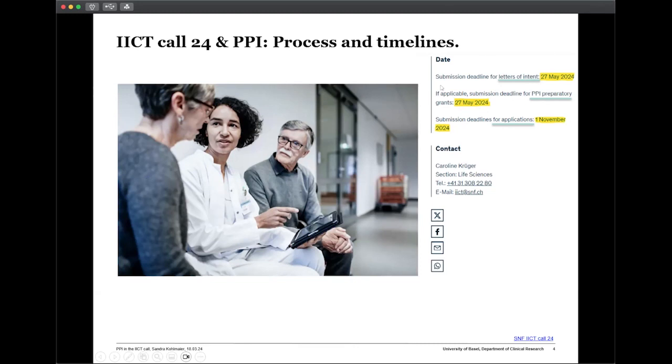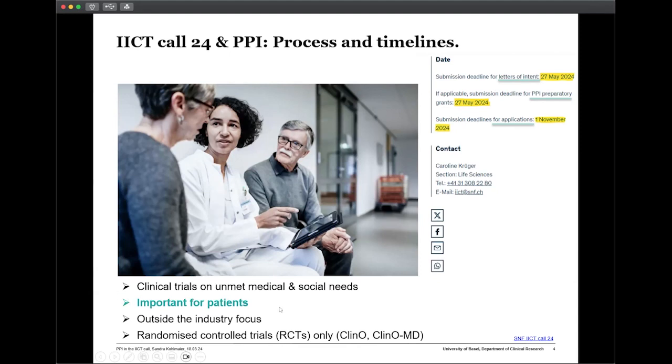What is important is that you can only make all these submissions if your project actually fits the call. And what are the criteria for fitting the call? First of all, your trial has to address an unmet medical or social need, and the patients have to be at the center. It has to be very important for the patients, and it has to be outside the industry focus. And since the call is called the IICT call, it has to be a randomized controlled clinical trial only. These are the trials that fall under the Human Research Act, ClinO, or ClinO-MD for medical devices. And important, if you are not sure whether it fits or not, please go to the IICT call checklist, and there you can easily find out whether it fits.